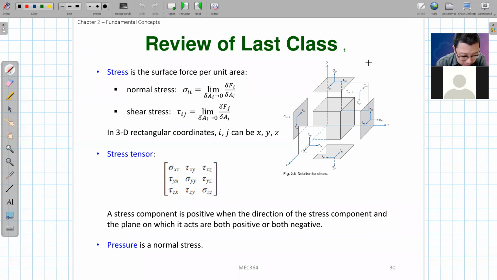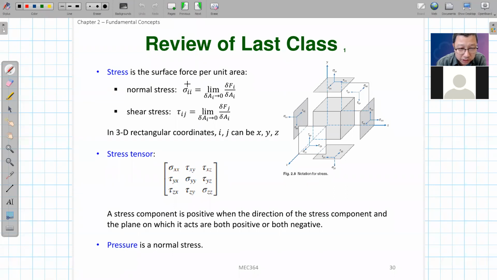First thing, stress is not force, it is the force per unit area. The second thing is that stress is only for the surface force. We are not using the body force for the stress. And stress can be further classified into two groups: normal stress and shear stress.